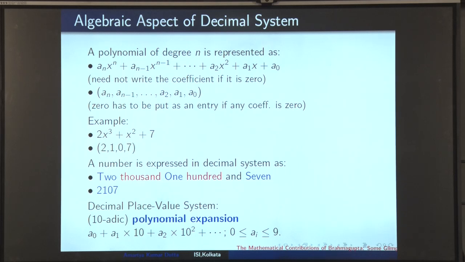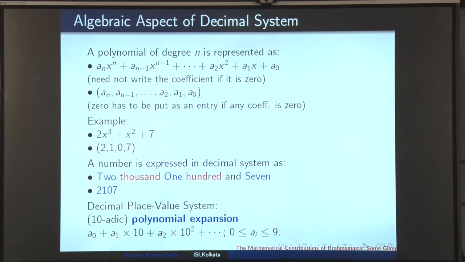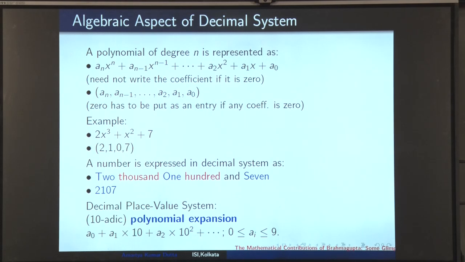Now, you see the algebraic aspect of the decimal system. A polynomial of degree n can be represented as a_n x to the power n plus etcetera, and you can also write it by just collecting the coefficients: a_n, a_(n-1), ..., a_2, a_1, a_0. If you write it in the first form, you need not write the coefficient if it is 0, but in the second form, you have to put 0. So, for example, 2x cube plus x square plus 7 is a polynomial, and if you write it as a tuple, it is 2, 1, 0, 7. And you see the analogy.